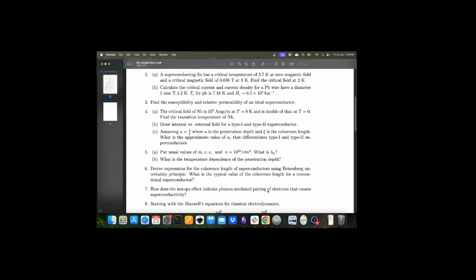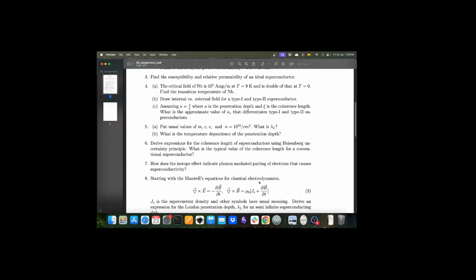And once you get the critical current, then critical current density is simple. Jc is simply Ic by pi r square, right? So yeah, this is the second question.